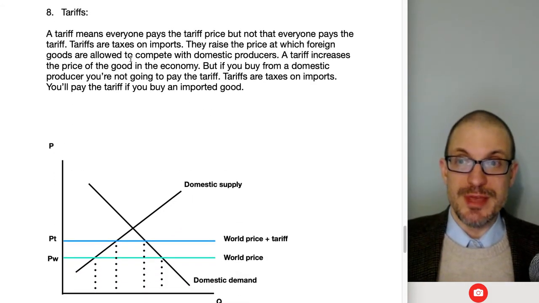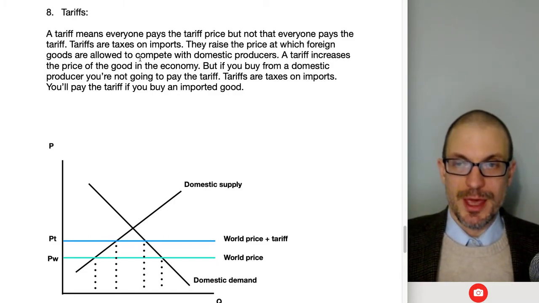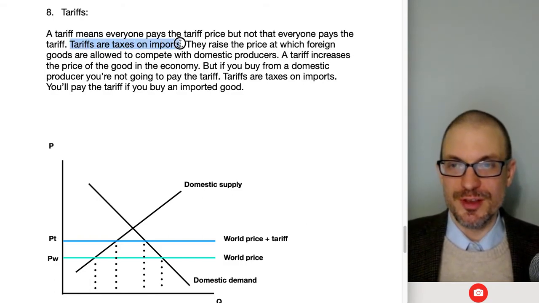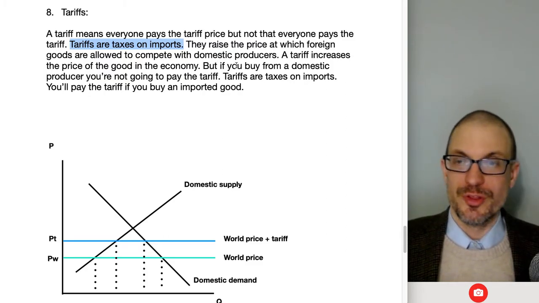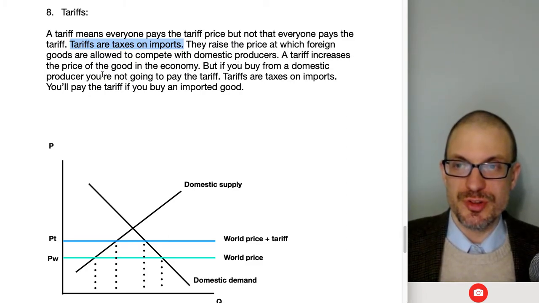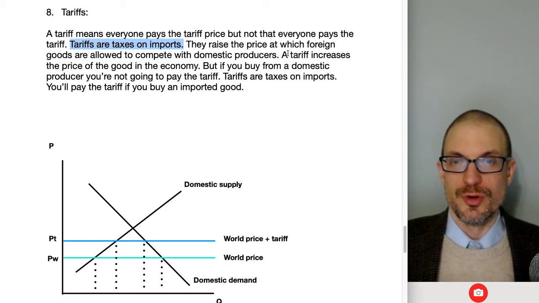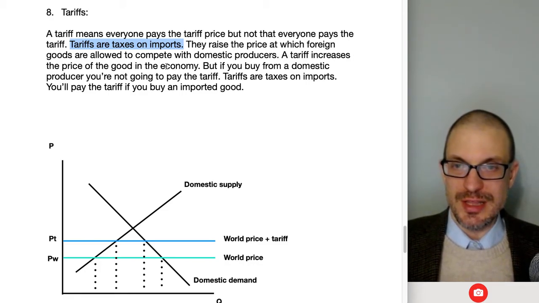All right, tariffs. So a tariff means everyone in the market buying that good is going to pay the tariff price. However, not everyone pays the tariff, right? Because tariffs are specifically taxes on imports. What the tariff is going to do is raise the price at which the foreign goods are allowed to compete with the domestic producers. So the tariff increases the price of the good in the economy.